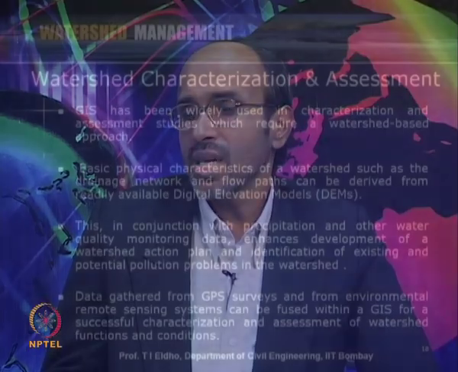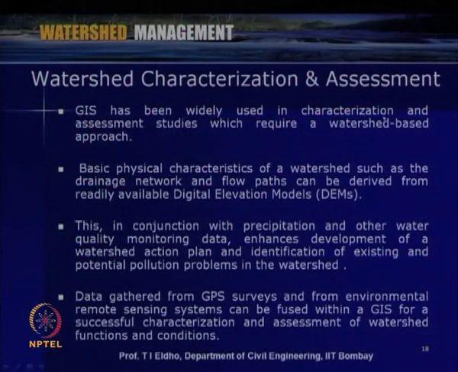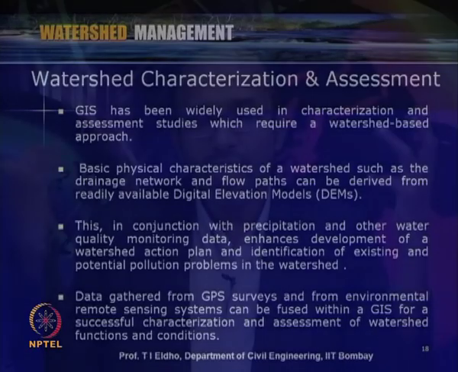The second aspect is we can utilize GIS for watershed characterization and assessment. So, GIS has been widely used in watershed characterization and assessment studies to characterize various characteristics of a watershed. We have already seen the topographical features, geographical features, so various characteristics, or the shape of the watershed, or the elevation variation. So all this characterization we can study or we can analyze using the GIS.